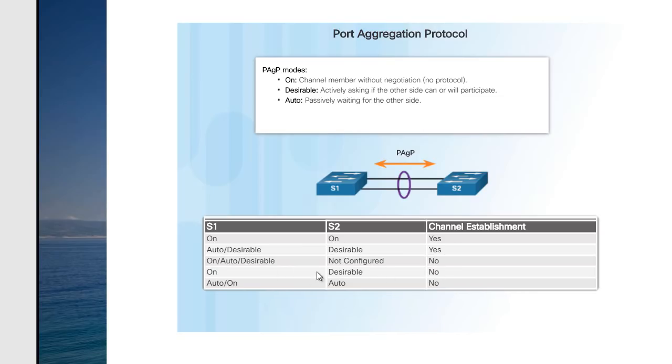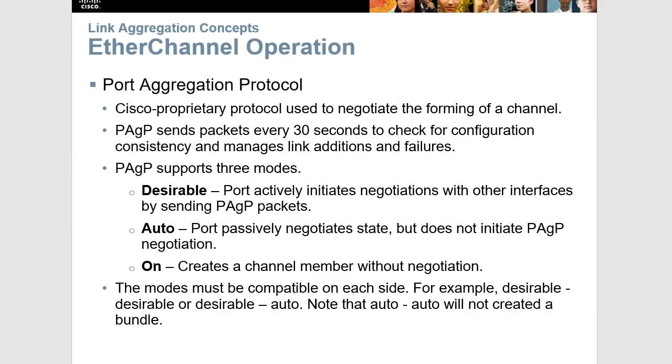But this does not form a channel, even though you might think it would, because if you have this turned on, it's not negotiating. So even though this is desirable, it's not getting told that S1 is willing to form a channel. It's just going to stay in this desirable state, not forming the channel, because there's no communication when either one of your devices is in the on state and the other device is in desirable or auto. So same thing down here. If you have on and auto, then nothing's going to form. Okay, so that's what we have there for PAgP.